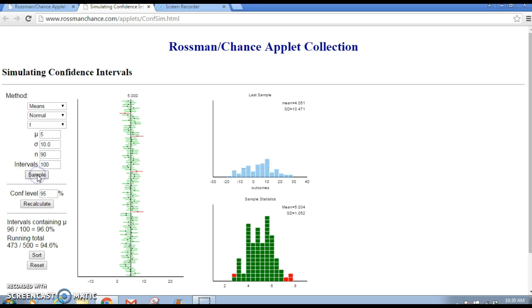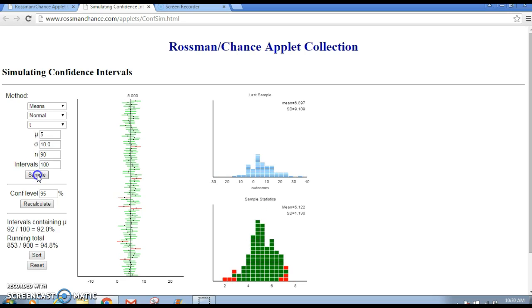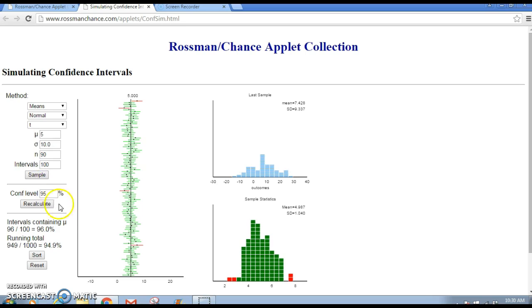samples and constructing those confidence intervals, and then you could explain to your students how this 95% means that 95% of all the confidence intervals constructed are successful in capturing the true mean, and you could see we have 94.9% were successful in capturing that mean.